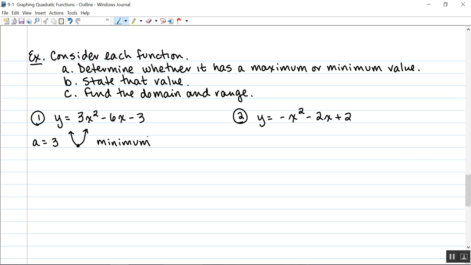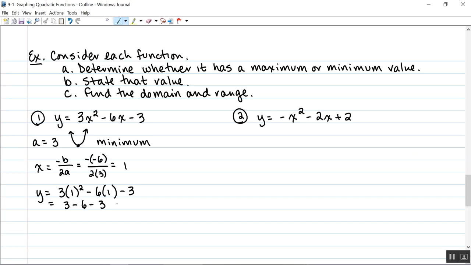Now to find that minimum value, it's the y of the vertex, so I need to find the vertex. So I'll do x equals negative b over 2a, or negative negative 6 over 2 times 3, which gives me 6 over 6, or 1. So that's the x of my vertex. Now to find the y, I'll plug that in. So 3 times 1 squared minus 6 times 1 minus 3 gives me 3 minus 6 minus 3, or negative 6. So my minimum value is equal to negative 6.